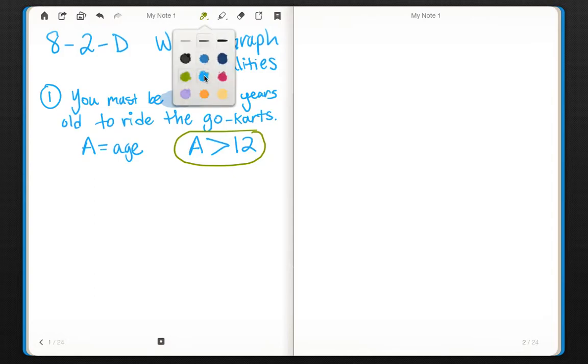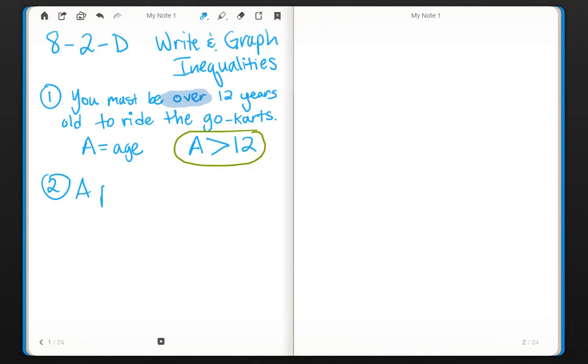Okay, let's try another one. Number 2. You write down this sentence with me. A pony is less than 14.2 hands tall.